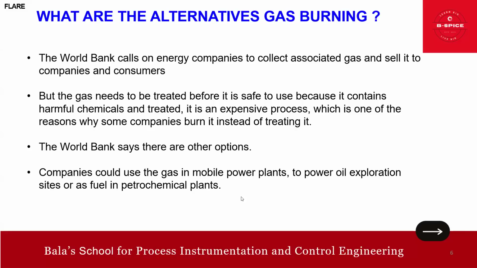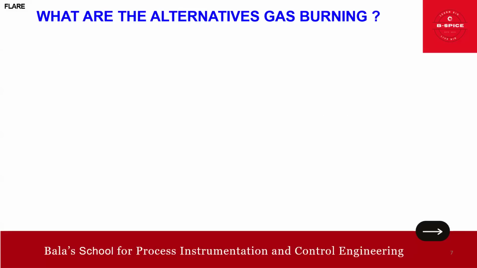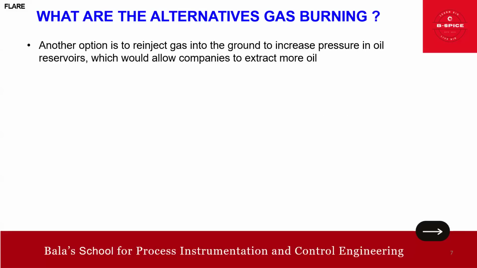So these are some of the options given by the World Bank. So what are all the alternatives to continue? Another option is to re-inject the gas into the ground to increase the pressure in the oil reservoir, which would allow companies to extract more oil.